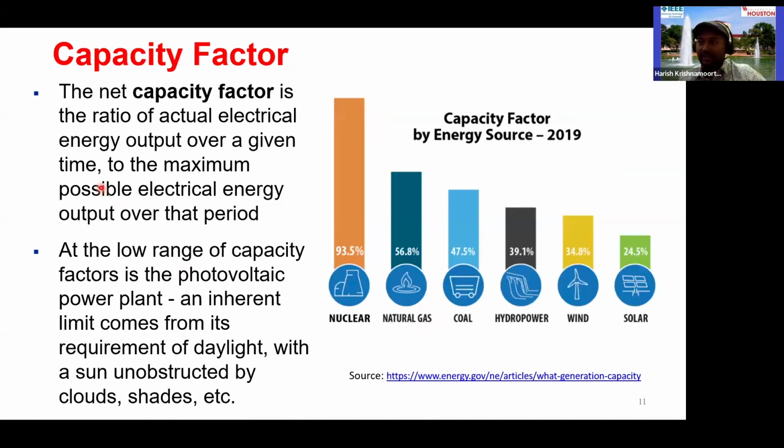Now, what are some of the challenges? This is a very important term which is used in the energy industry, that is the capacity factor. Capacity factor is the ratio of the actual electrical energy output over a given time to the maximum possible energy output over that period. So what that means is, let's say you have a solar farm rated for 1 megawatt, and over a period of time, based on just the rating, you expect it to deliver, let's say, 100 megawatt hours over so many days, but it doesn't happen. There are multiple reasons.